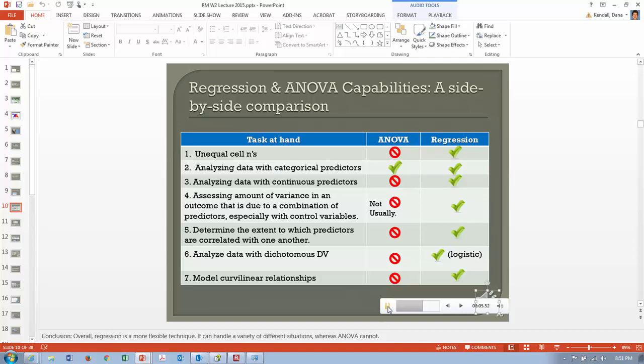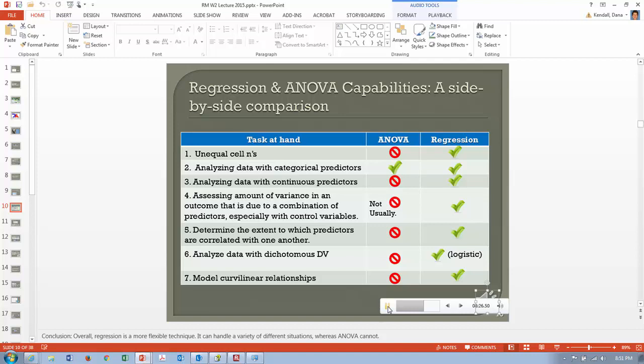Okay, moving on. Number 3, analyzing data with continuous predictors. ANOVA cannot do this. Continuous predictors are things like someone's age, or somebody indicating 1 to 7 on a particular Likert scale survey. ANOVA cannot handle those kinds of IVs, and so you would want to use regression.